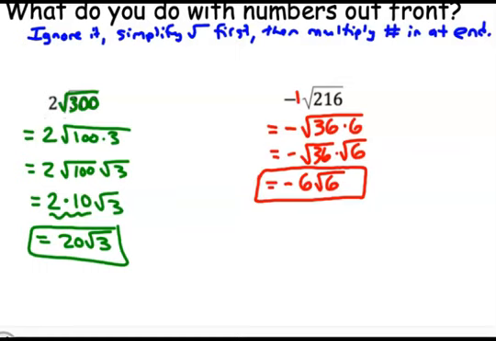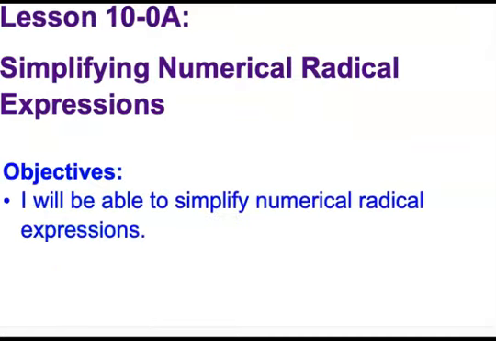So if there's a number out front or a negative out front, just bring it along with you until the end. That's it for simplifying radicals that are numerical. So we didn't put any letters into it yet. That's what we'll look at doing tomorrow, and we'll see kind of how that goes.